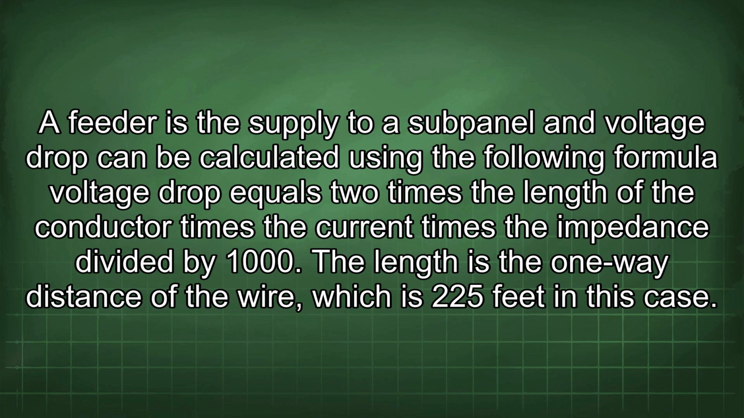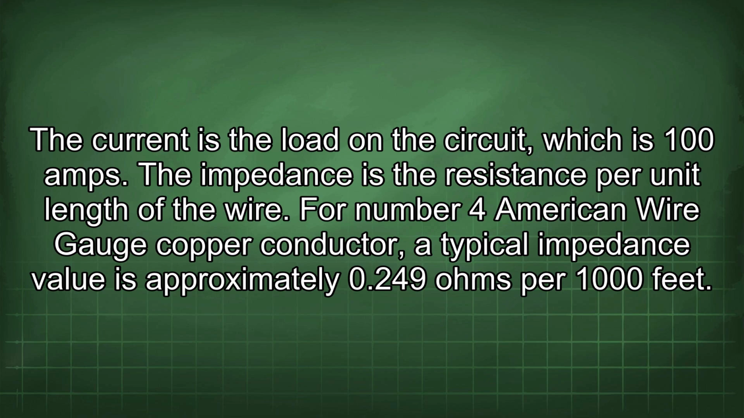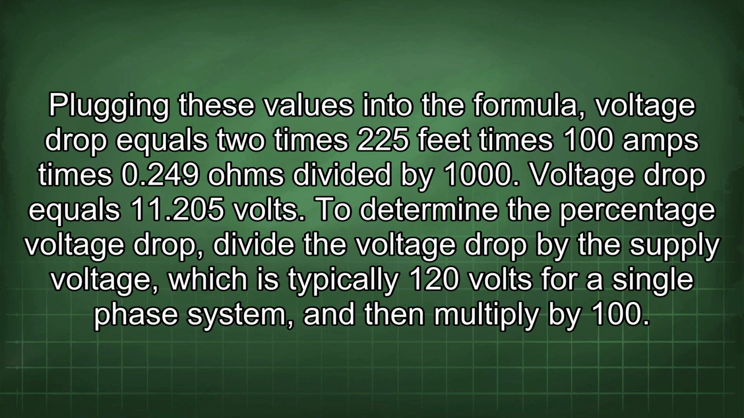The length is the one-way distance of the wire, which is 225 feet in this case. The current is the load on the circuit, which is 100 amps. The impedance is the resistance per unit length of the wire. For number 4 American wire gauge copper conductor, a typical impedance value is approximately 0.249 ohms per 1000 feet. Plugging these values into the formula, voltage drop equals 2 times 225 feet times 100 amps times 0.249 ohms divided by 1000. Voltage drop equals 11.205 volts.